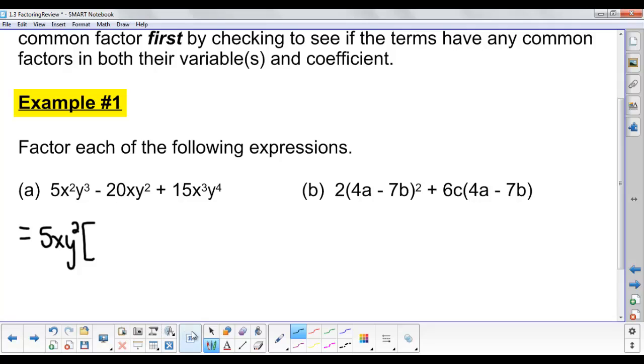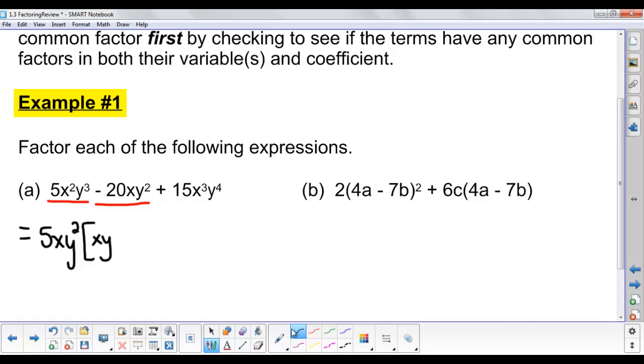And basically what we are going to do is take a look at each term individually, and we're going to divide by our common factor, 5xy squared. So numbers divided by numbers, letters divided by letters. 5 divided by 5 is just 1. x squared divided by x. And then y cubed divided by y squared. And that's it.